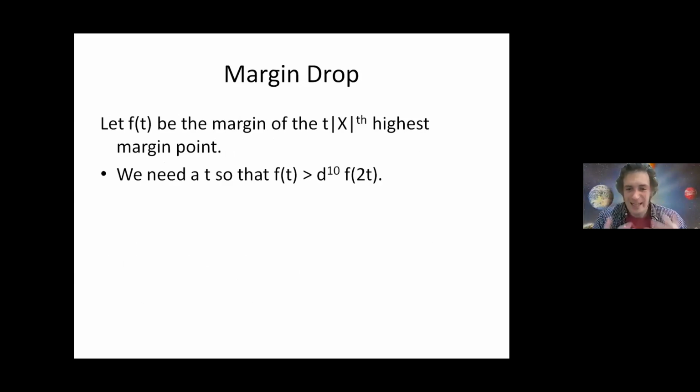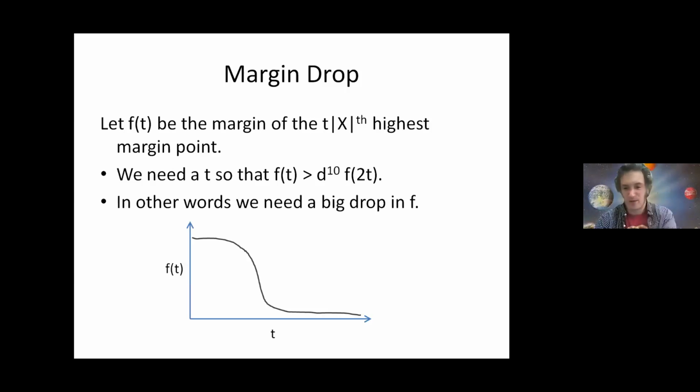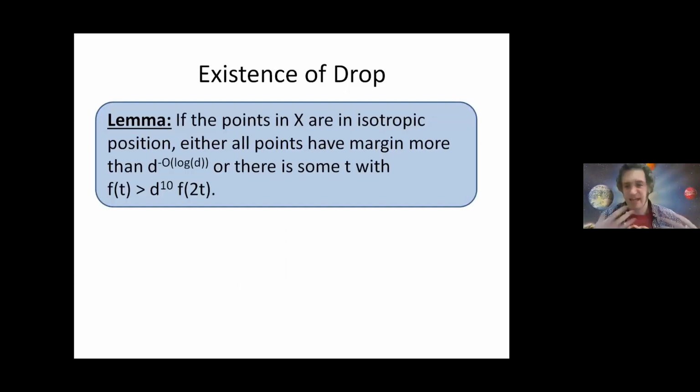And what we need is a value of t such that f of t is bigger than d to the 10 times f of 2t, where if you look at twice as many points, the margin is smaller by a giant factor. So we need f to have a big drop. If we graph f, it's this decreasing function. We need there to be a point where the value of f drops quite rapidly. On the other hand, existentially, it's not hard to show that such a drop exists.